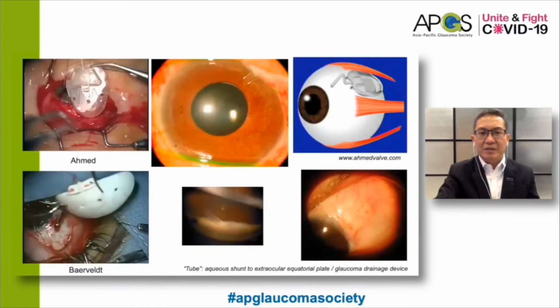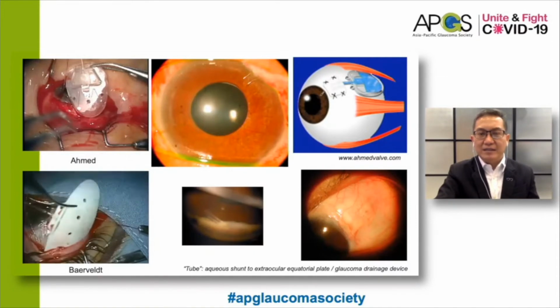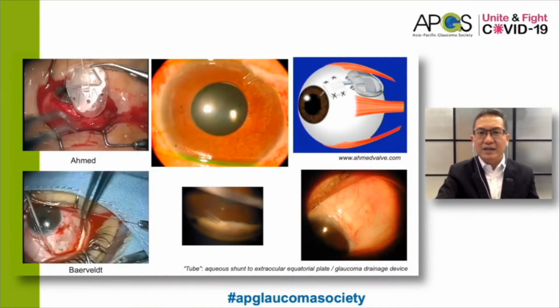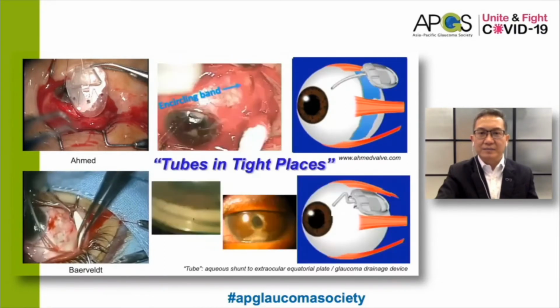The Ahmed, Baerveldt, or similar types of implants are robust devices that are usually indicated in eyes that have a higher risk for failure with other types of glaucoma surgery.